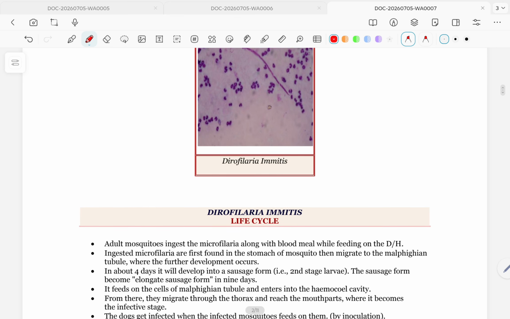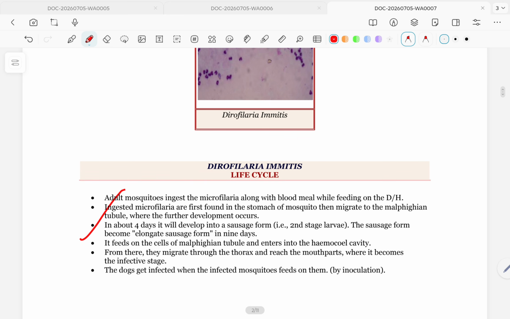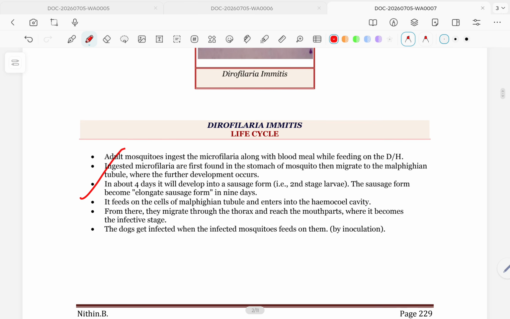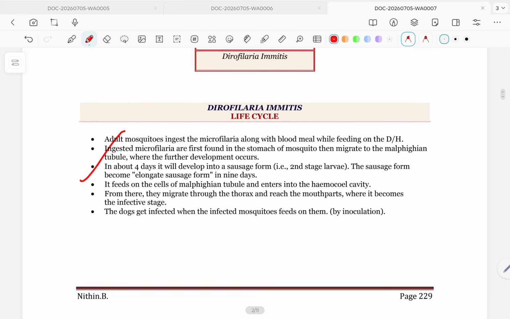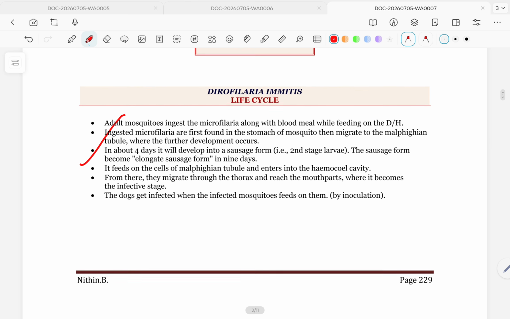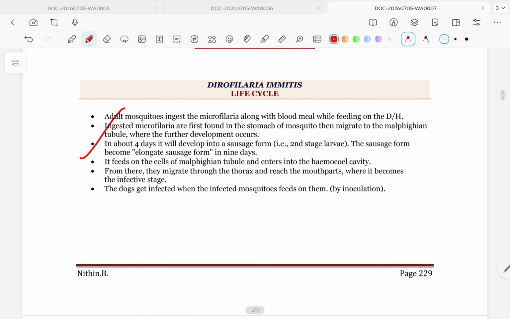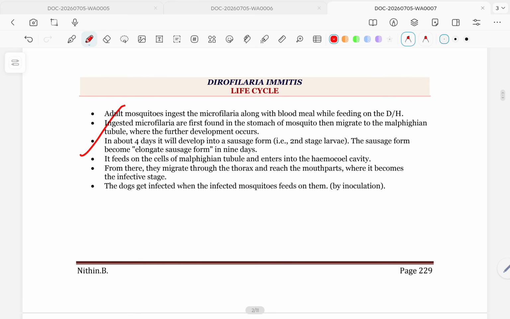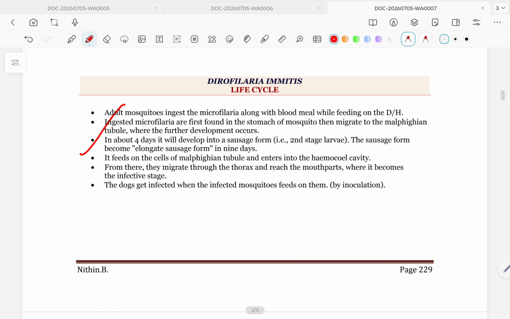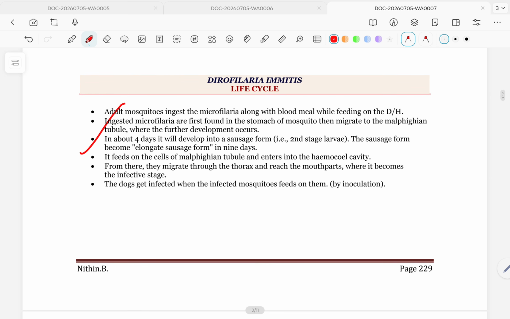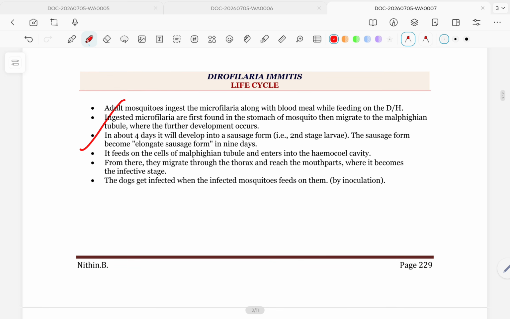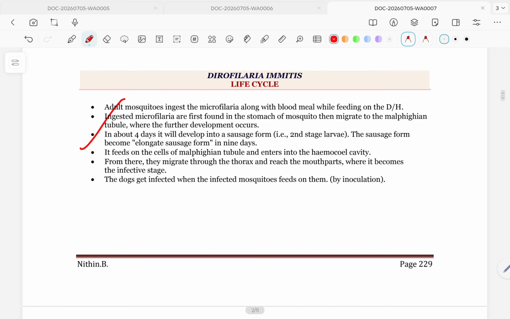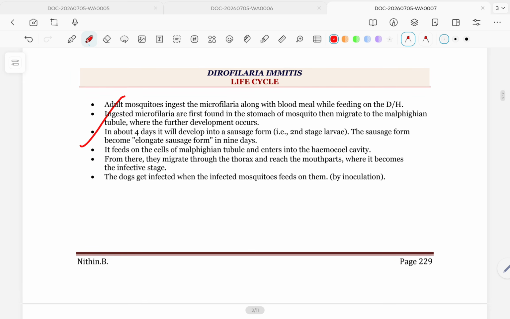Dirofilaria immitis life cycle. Adult mosquitoes ingest the microfilaria along with the blood meal while feeding on the definitive host. After ingestion, microfilariae are first found in the stomach of the mosquito, then migrate to the Malpighian tubules, where further development occurs. In about 4 days, they develop into the sausage form, the second stage larvae.